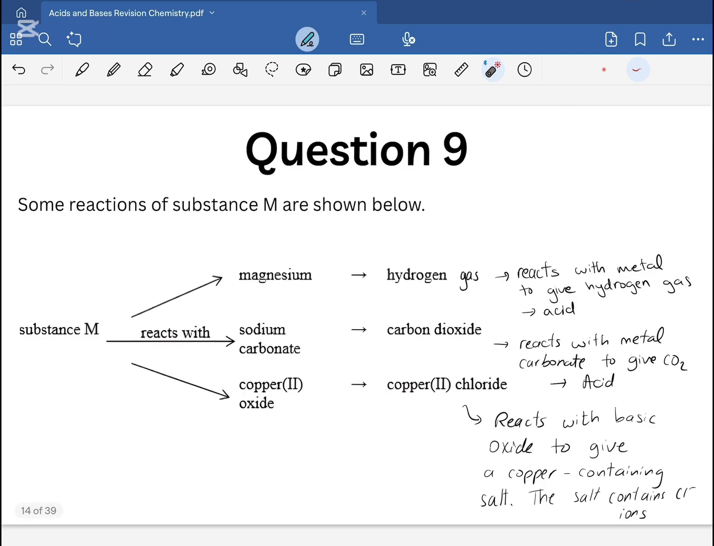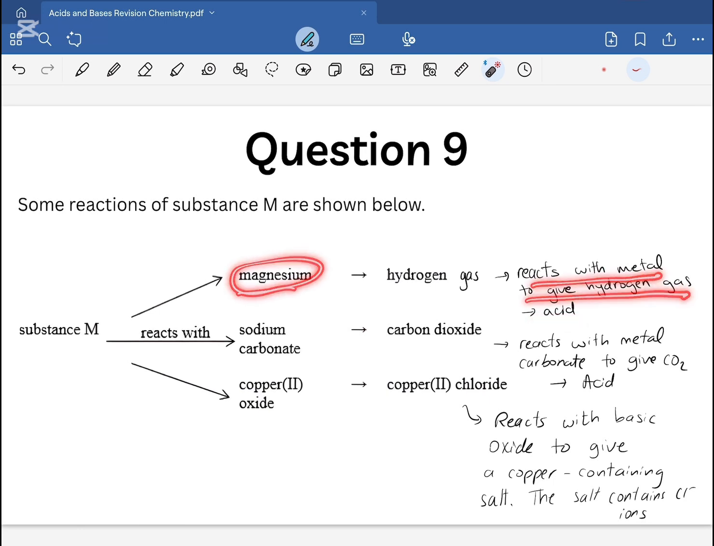For question 9, some reactions of substance M are shown below. Substance M reacts with magnesium to give hydrogen gas, reacts with sodium carbonate to give carbon dioxide gas, reacts with copper 2 oxide to give copper 2 chloride. So something that will react with a metal and give hydrogen gas is an acid. An acid reacts with a metal and it will give hydrogen gas.